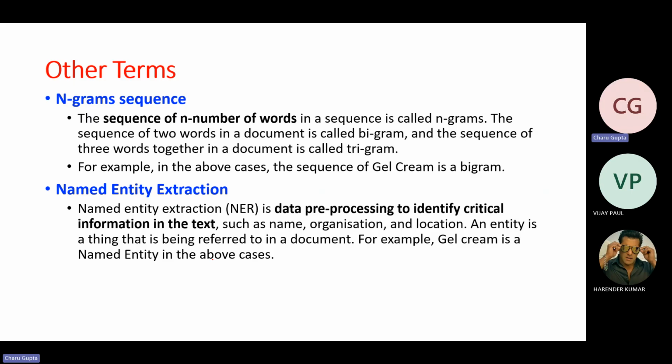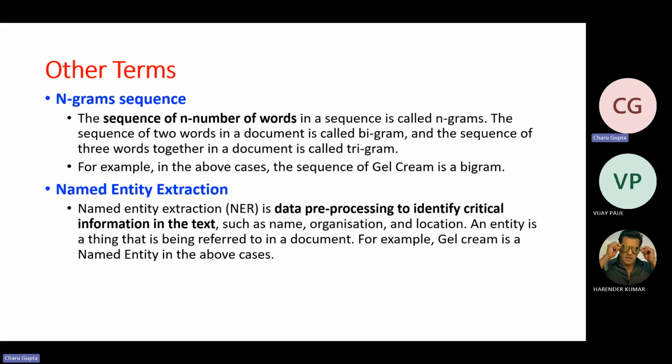Next is n-gram sequence. N-gram sequences, at times certain words exist in groups. For example, gel cream, right? Or we can say public school, private school, secondary exam, CBSE exam. ठीक है, ये कुछ words हैं जो हमेशा इकट्ठे आएंगे.